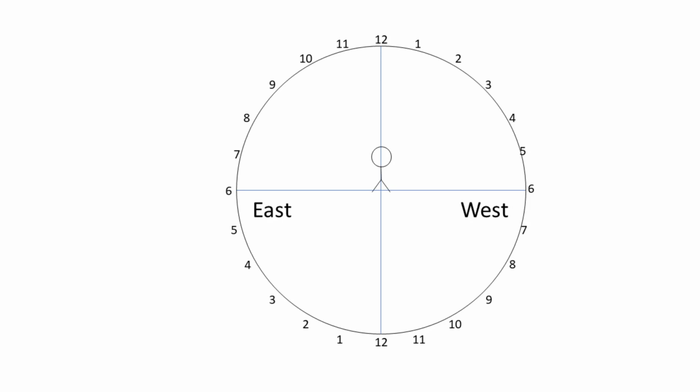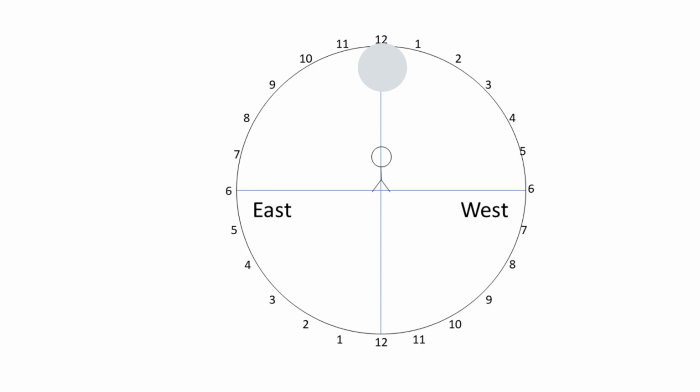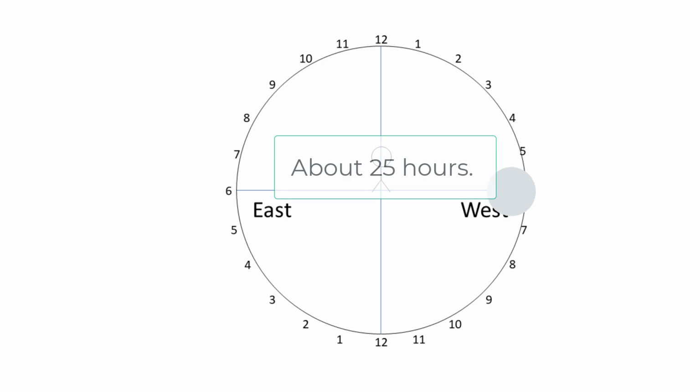The moon follows a similar path to the sun. Like the sun, the moon rises in the east, reaches its highest point when it gets to the noon position, and then starts to drop and sets in the west. The most important thing to remember is that the moon is slower than the sun. Rather than 24 hours, the moon being slower, it takes about 25 hours to go from the noon position all the way around and back to the noon position.